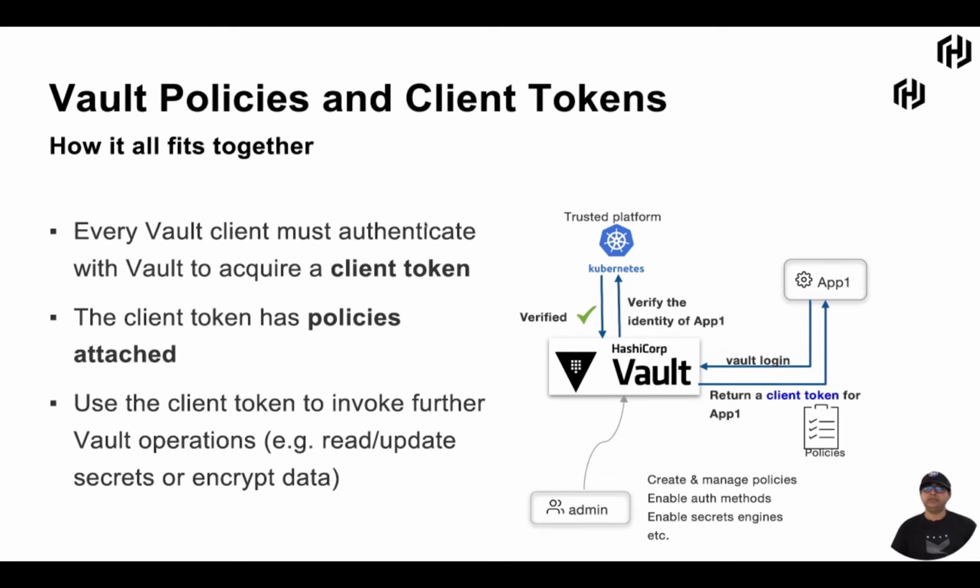The diagram here shows that the Vault admin is responsible for creating policies based on the policy requirements for each client, and enables and configures the auth methods. The client app1 will authenticate with Vault via the Kubernetes auth method. When the app1 identity is validated, Vault will generate a client token with policies attached and return it to app1.